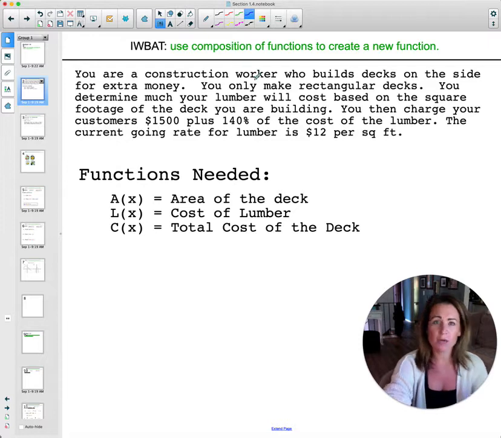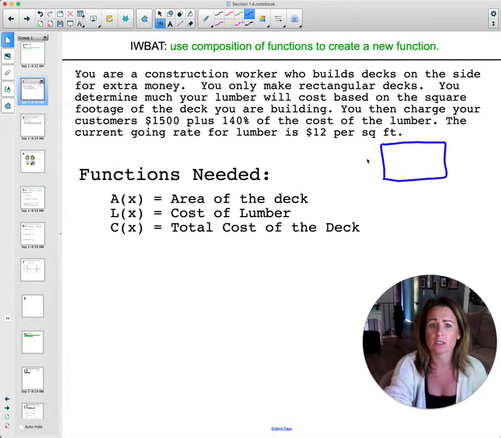So what would generally happen is you would put an ad out, and somebody would call you and want to know how much it's going to cost for you to make this deck that they want. So you would end up asking them what size deck they want. Remember, you only make rectangular decks. So maybe they want a 10-foot by 20-foot deck. Then you just multiply those together to figure out that their deck is 200 square feet in size. So now you have the area of the deck.